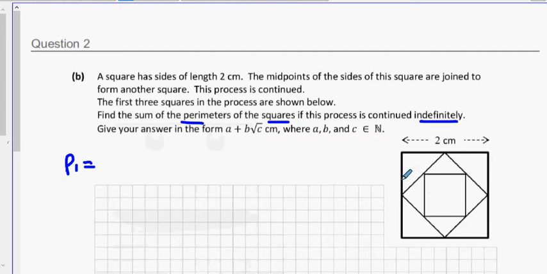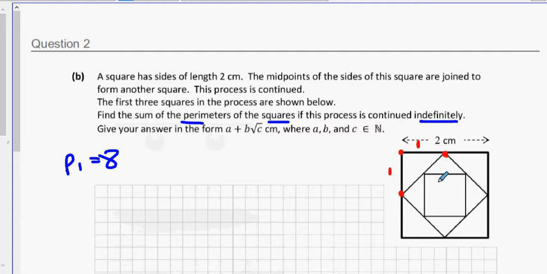P1 is 2, 2, and 2. So P1 equals 8. Okay, so P1 equals 8. That's the big one here. Okay. Next thing we're going to do is we're going to go for P2. Now what we can do next here is we can say that this is 1 and this is 1.